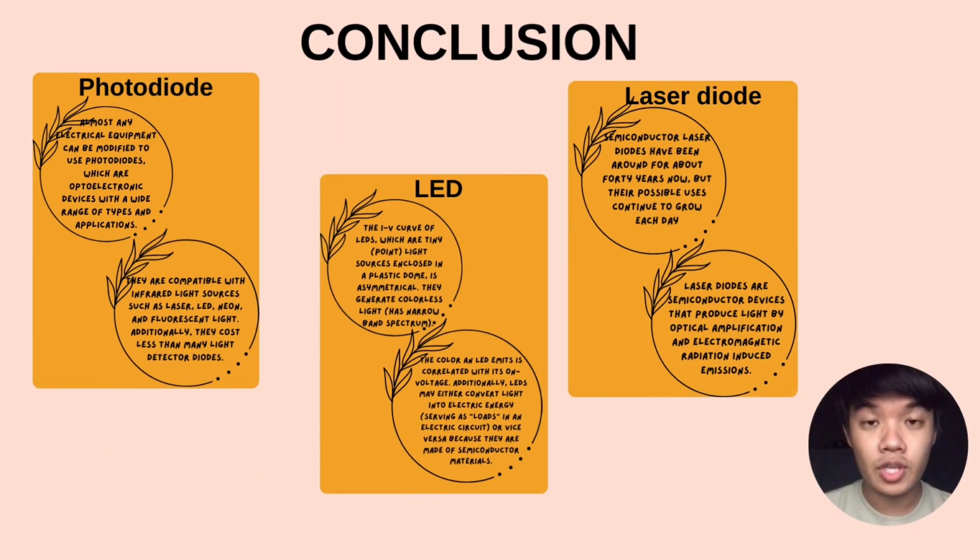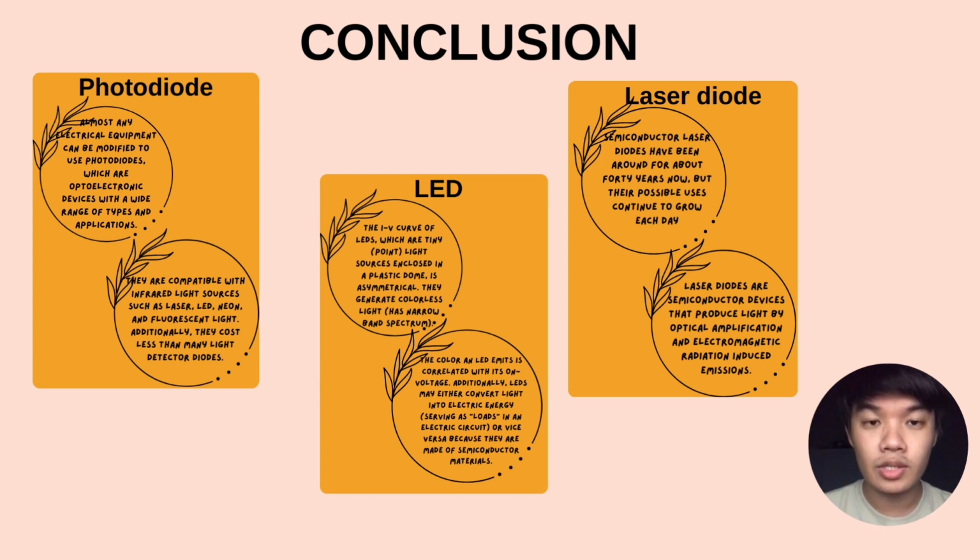For conclusion, we have three. First, about photodiodes. Almost any electrical equipment can be modified to use photodiodes, which are optoelectronic devices with a wide range of types and applications. They are compatible with infrared light sources such as laser, LED, neon, and fluorescent light. Additionally, they cost less than many light detector diodes.